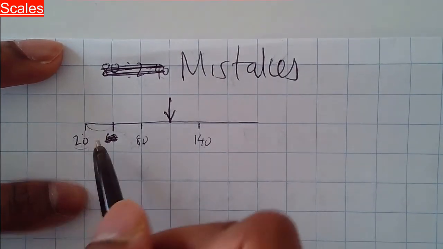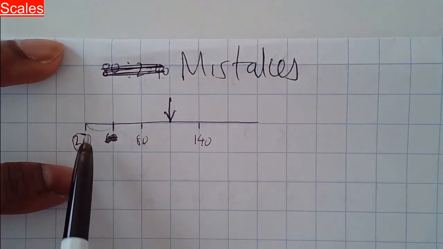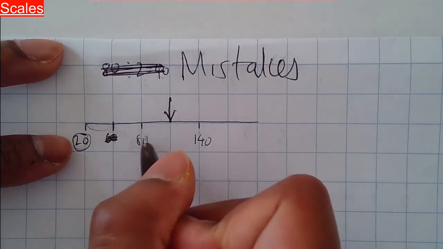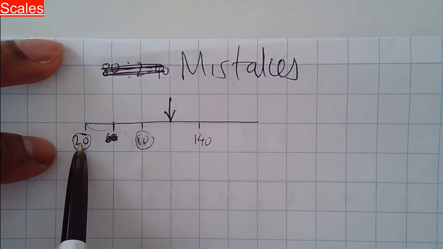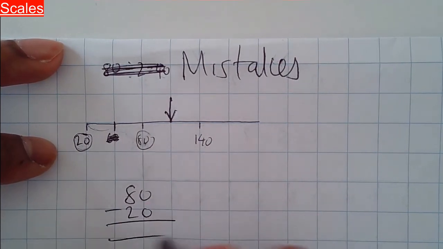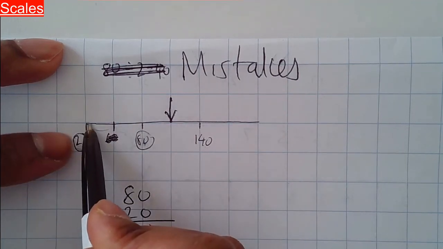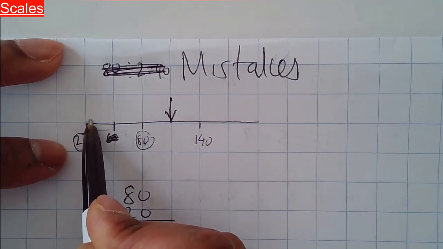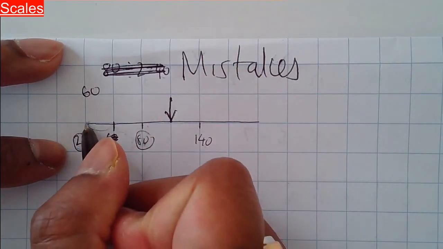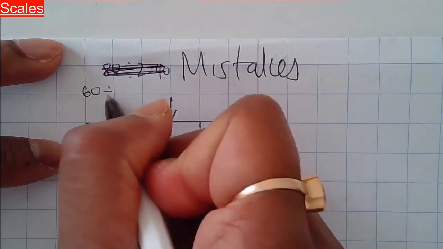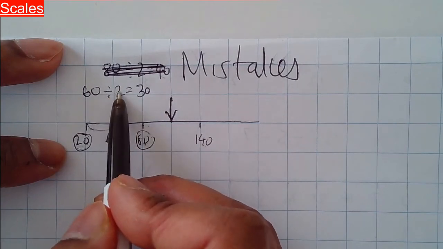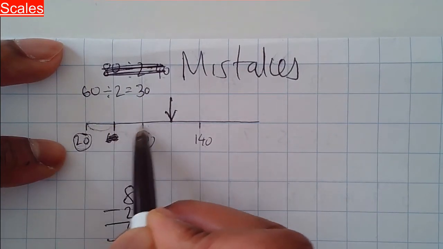Right, what you should have done is this. The number line starts off with a 20, and then the next number is 80. The difference between 80 and 20, 80 take away 20, is 60. There's a gap of 60 between 20 and 80. So you do 60 shared by 2 sections. 60 divided by 2 sections is 30. So these are going up in 30s.